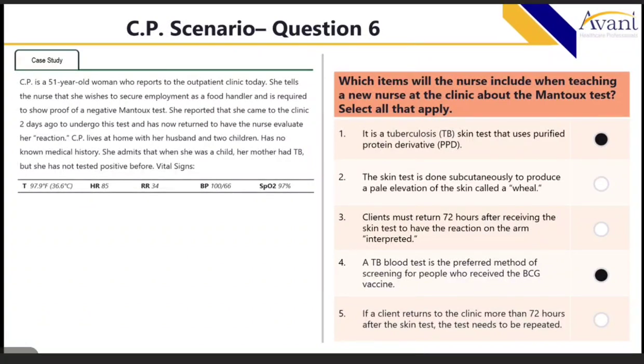And Abel says, why is number 3 wrong? So number 3 is wrong because the answer choice says the clients must return 72 hours after. And you have to return before 72 hours, right?